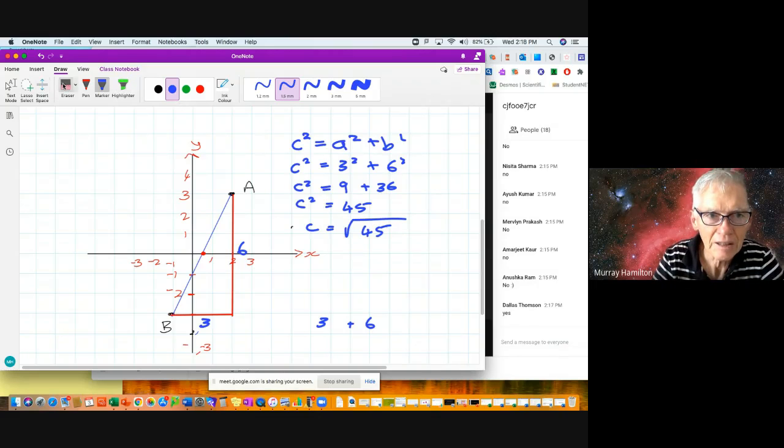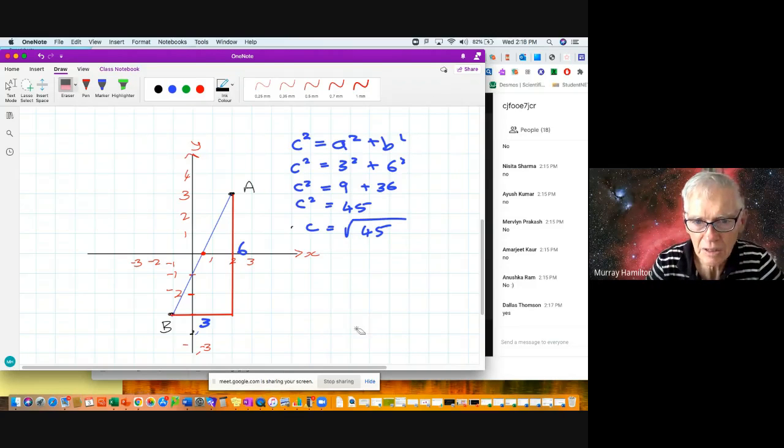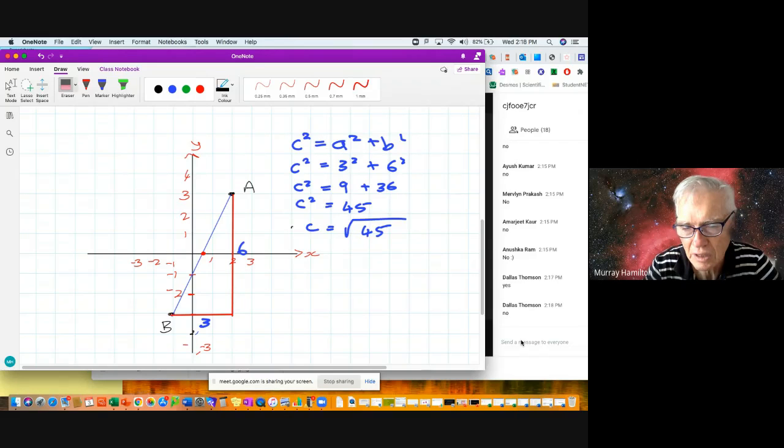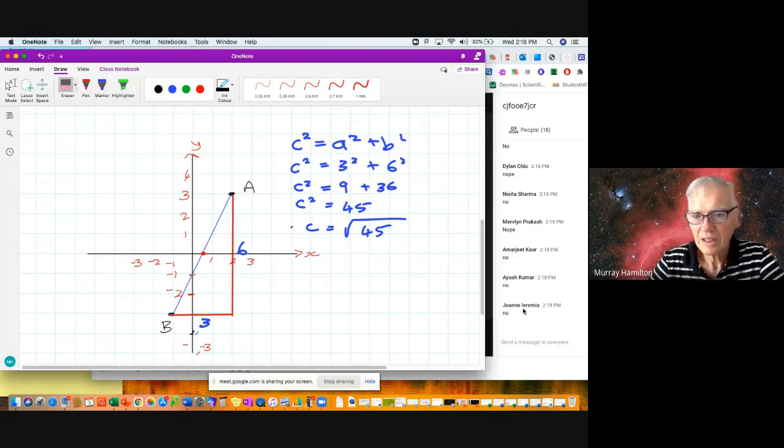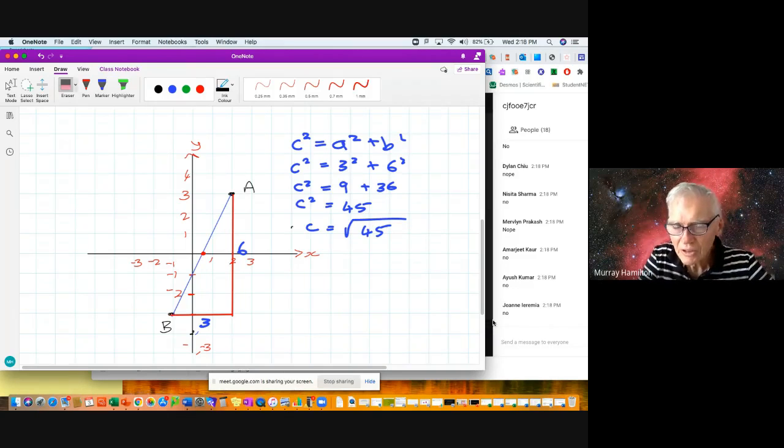Okay, anyone stuck on Pythagoras' theory? Yes if you're stuck, no if you're not. And the message please. One person's not stuck, two people not stuck, 3, 4, 5, 6. Good. It's also telling me who's in the class as well, so I know that you're here.